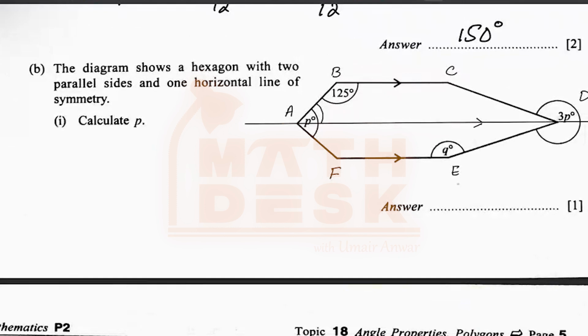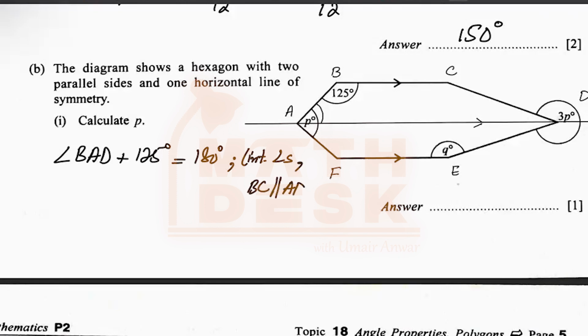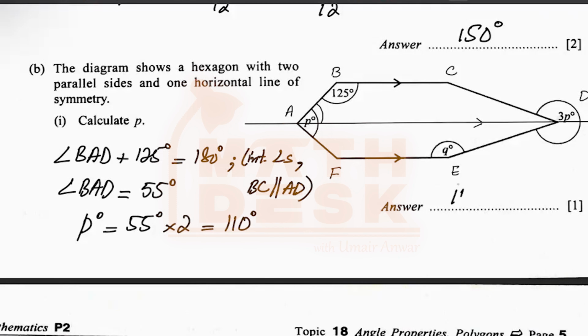I'm writing angle BAD plus 125 degrees is equal to 180 degrees, because these are interior angles, as the line BC is parallel to line AD, the line of symmetry that we have drawn. So we can find out the value of angle BAD from here, and it would come out to be 55 degrees. So the angle P would be double of this angle, and it would be equal to 110 degrees. In the next part, it says that calculate the value of Q.